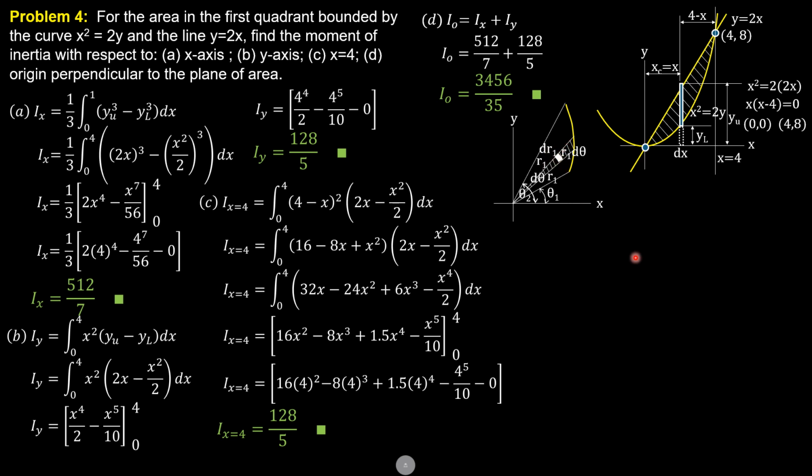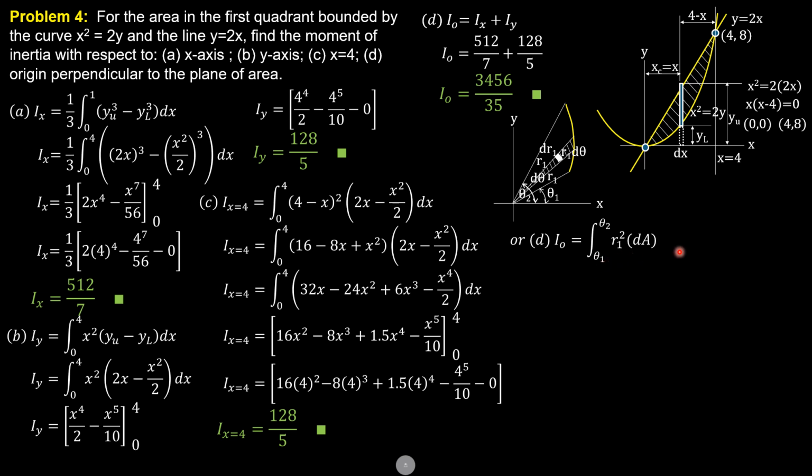So again, the constant distance is r1, and the differential area is differential r1 times r1 d theta. So just imagine that's the differential element. These are the dimensions. So I, with respect to the origin, is equal to the constant distance squared, r1 squared, times the differential area, which is differential r1 times r1 differential theta.